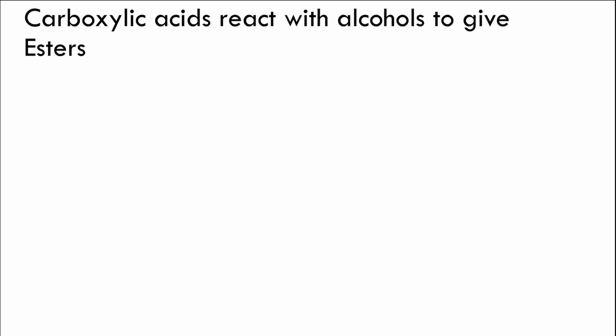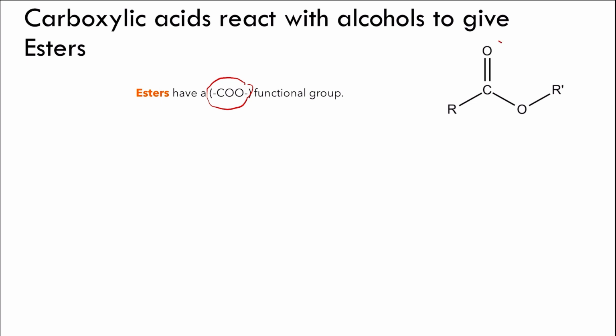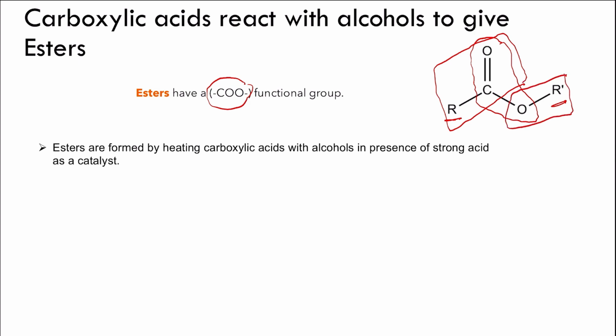Carboxylic acids also react with alcohols to give esters. Esters have this functional group which is COO. They have this structure where this is the functional group, the COO with a carbonyl group attached to an oxygen, and we have two alkyl groups attached on both sides. This part of the ester comes from the acid and this part comes from the alcohol. In order to produce esters, we can react acids with alcohol, refluxing them in the presence of a catalyst, which is a strong acid. We use a strong acid as a catalyst, like sulfuric acid.